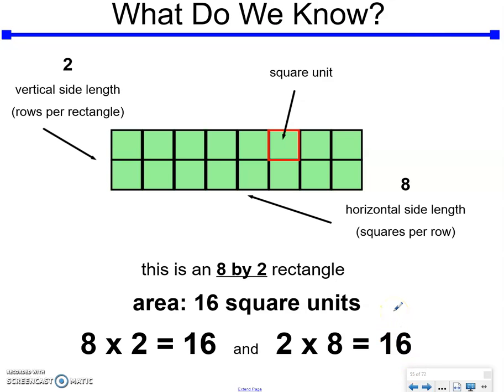So let's put it all together. What do we know? We know that this rectangle is measured in square units. This is 1 square unit here. We know that the horizontal side length is 8 because there are 8 squares in each row. And the vertical side length is 2 because there are 2 rows. We know that this is an 8 by 2 rectangle and that the area of the rectangle is 16 square units. So, therefore, we know 8 times 2 equals 16 and also 2 times 8 equals 16.